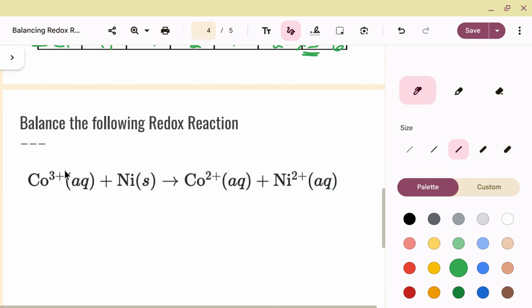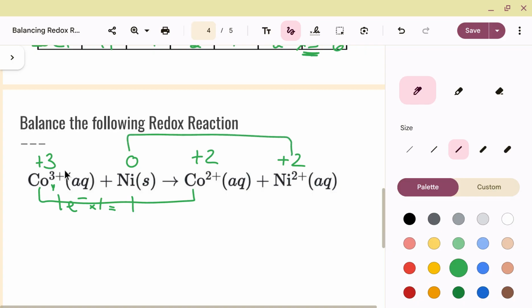Now, if we don't have the chart, we can keep going, doing what we were doing by assigning our oxidation numbers. So cobalt is +3. Over here, it's +2. Nickel is 0. Over here, it's +2. So cobalt is going from 3 to 2. That's an exchange of 1 electron, and there's only 1 ion, so 1 altogether. Nickel is going from 0 to +2. That's an exchange of 2 electrons, and there's only 1 atom, so times 1 just gives you 2 electrons.